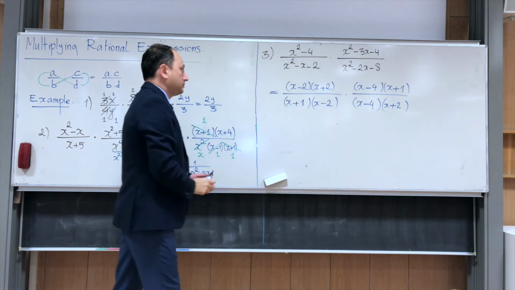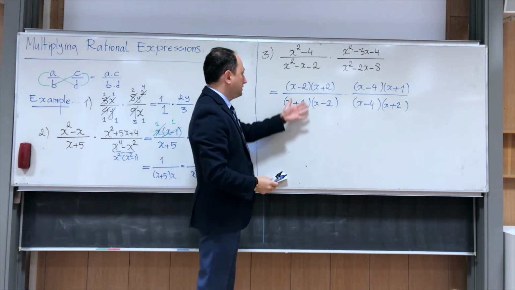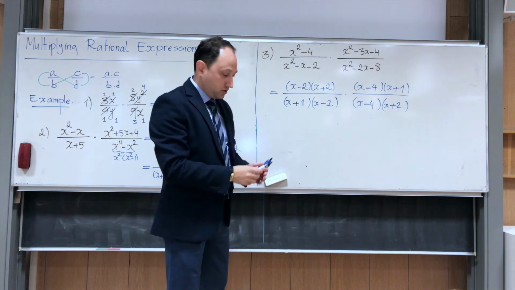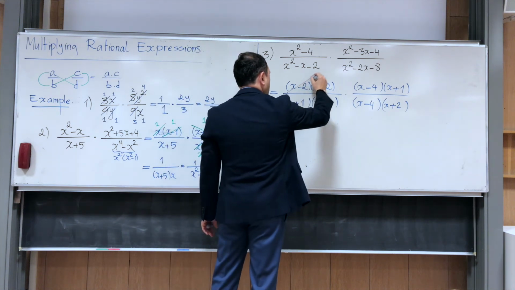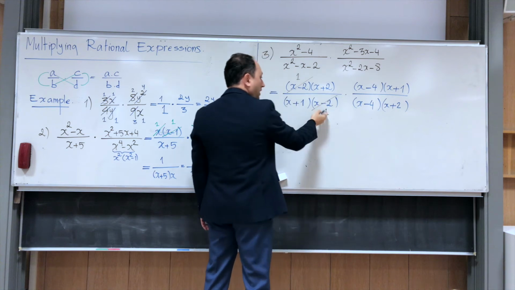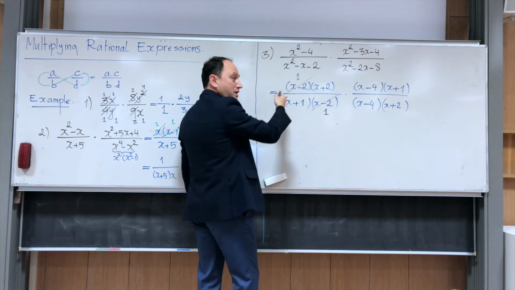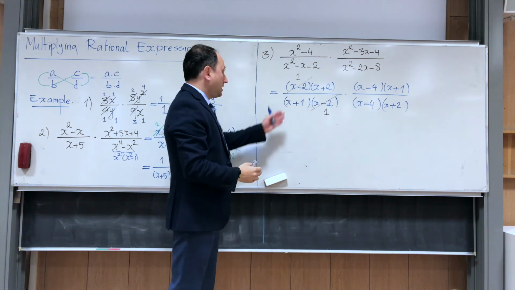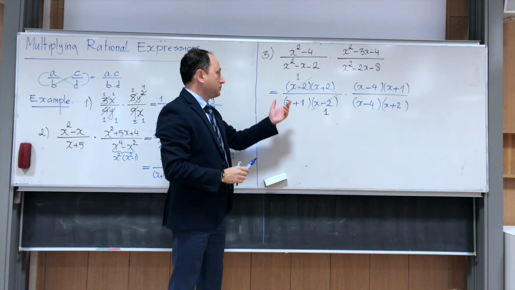And then I need to simplify. Is it possible to simplify vertically here? The answer is yes. So I can simplify this x plus 2 with x minus 2. 1 is left here, 1 is left here. Why is 1 left? Let me emphasize again, because I'm dividing. I have seen these mistakes some students make.